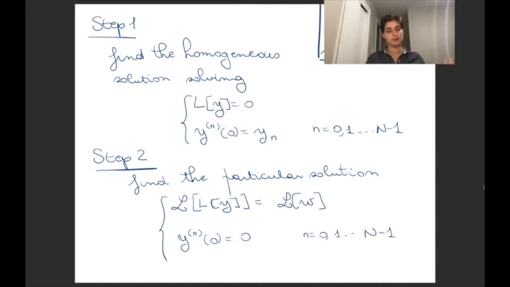We take the Laplace transform of the linear operator applied to y, and this is equal to the Laplace transform of w. Then we solve for the Laplace transform capital Y, and then we take the inverse Laplace transform. And we solve this while keeping in mind that all the boundary conditions are now trivial. So we don't need to keep that in mind. This makes our job easier.